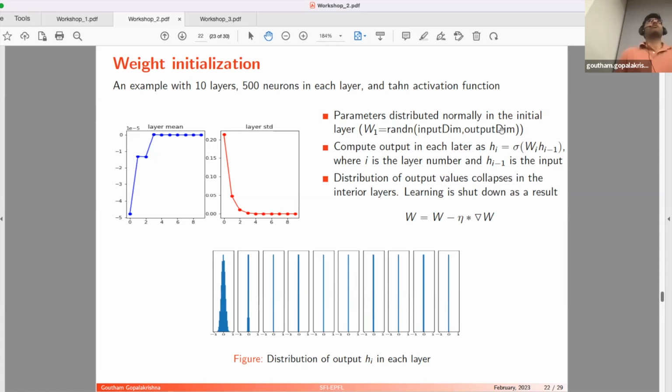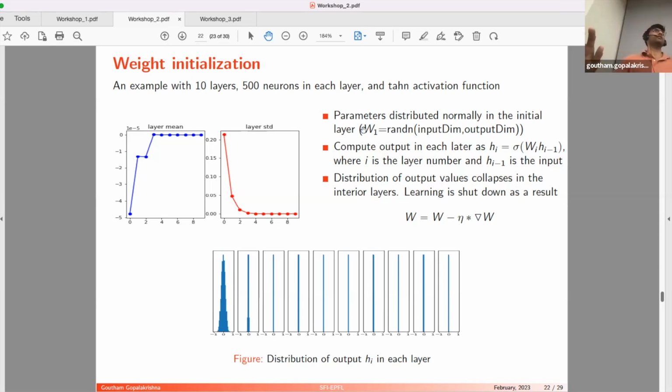Input dimension and output dimension correspond to the number of input and output dimensions. But this W is actually a vector, okay? And this one corresponds to the number of hidden layers. The first hidden layer, you initialize weights like this. And all we are interested in doing is just forward propagation. So there's no learning or anything here.